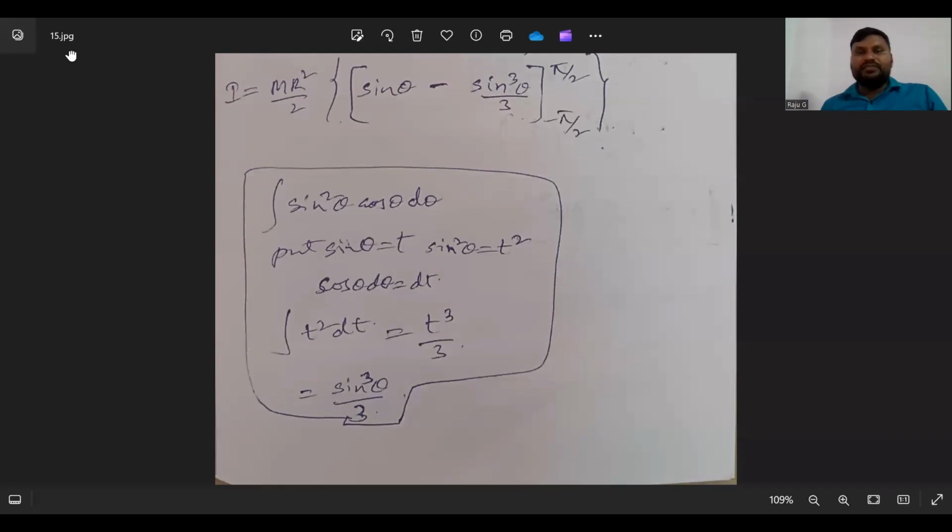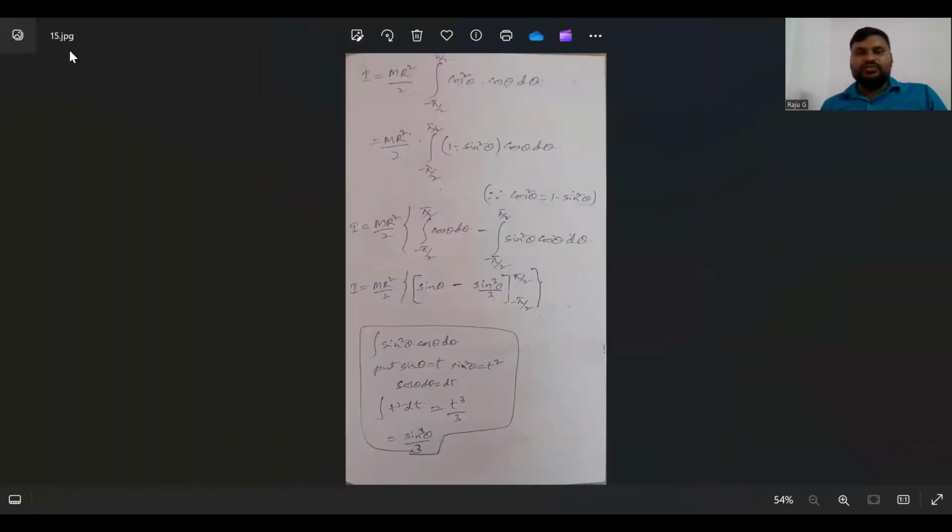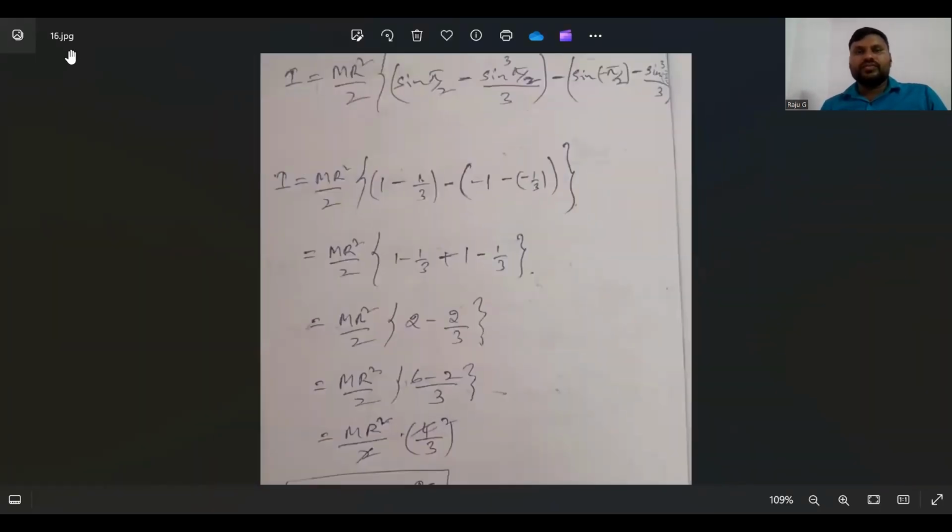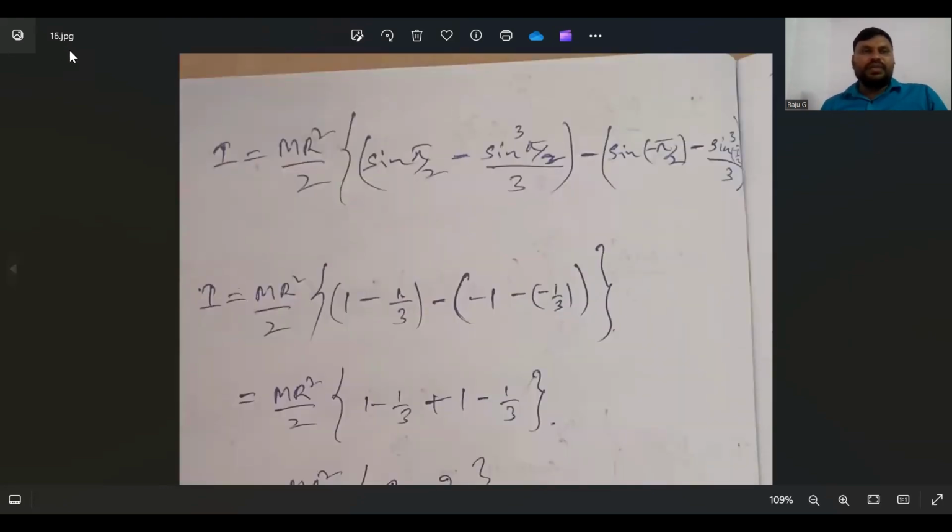And then apply the limits pi by 2 to minus pi by 2. So apply the limits. First apply the upper limit pi by 2 in place of theta. Theta is the variable here. Sine pi by 2 minus sine cube pi by 2 by 3. And next we need to apply minus pi by 2. This is the substitution of the upper limit. And minus, substitute the lower limit wherever theta is there.